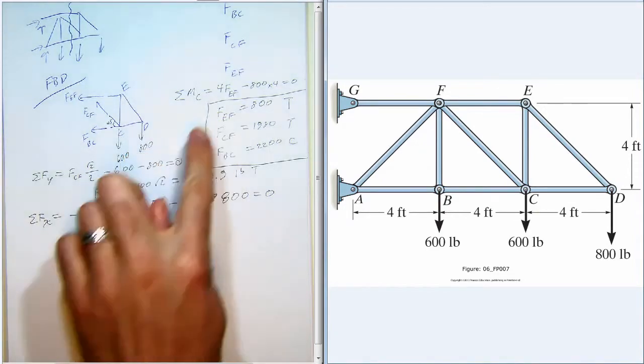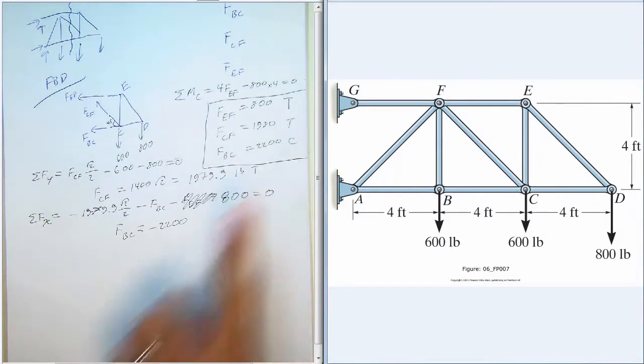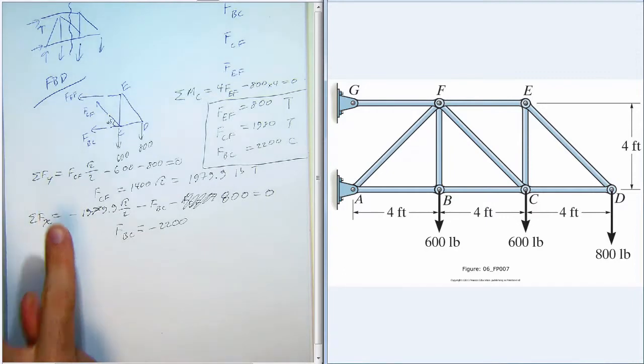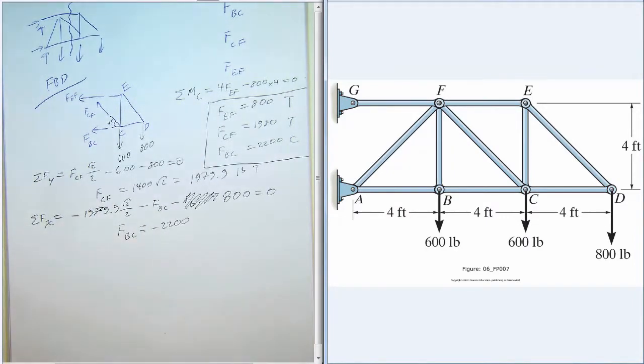So we got FEF is in tension, FCF is in tension, and FBC is in compression. And it's in compression, we know, because we drew it in tension, but then we came up with a negative number. So it should actually be pointing the opposite direction.